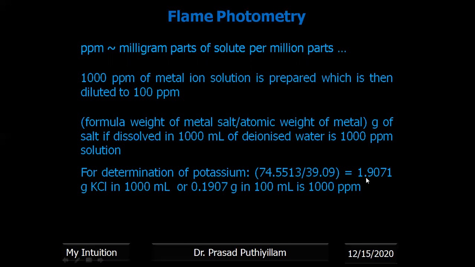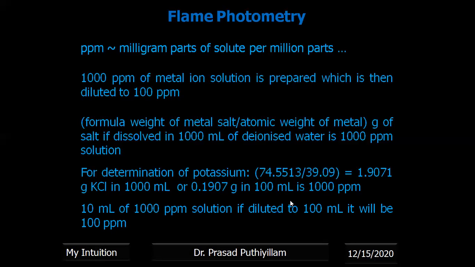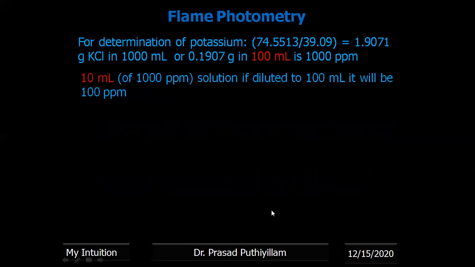We will get a value of 1.9071 gram of KCl. We have to take it in 1 liter, or we need to take 0.1907 gram in 100 ml, and it will be 1000 ppm. So if you dilute 10 ml from that to 100 ml, it will become 100 ppm. That is a simple mathematical calculation.